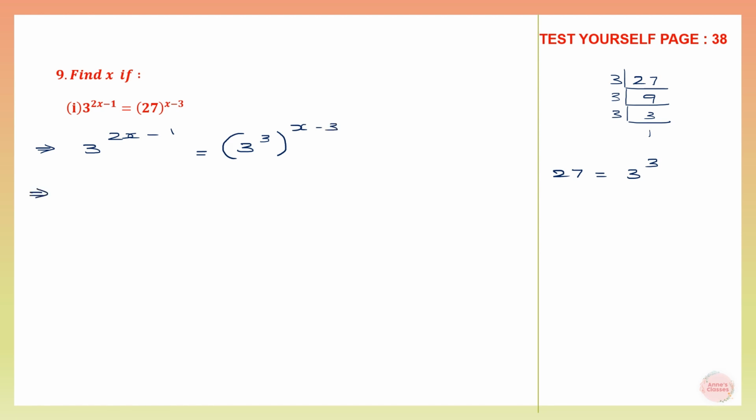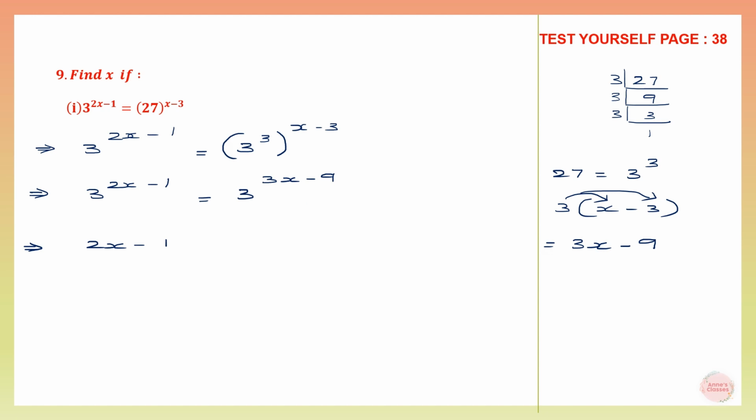So here on this side we have 3 raised to the power of 2x minus 1, and here we have 3 raised to the power of, now we have to multiply 3 into x minus 3. So let's do that. 3 into x minus 3 when we multiply. First we multiply these two. So 3 into x is 3x minus 3 into 3. 3 3s are 9. So here we get 3 raised to the power of 3x minus 9. So now the base is the same. That means the powers are equal. So we can write that. We can say 2x minus 1 is equal to 3x minus 9.